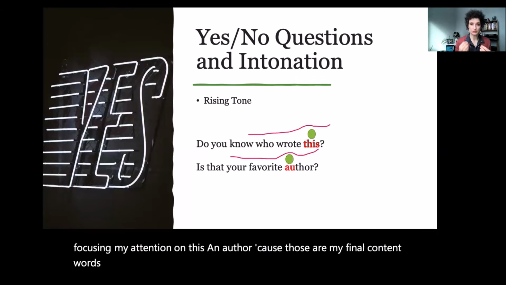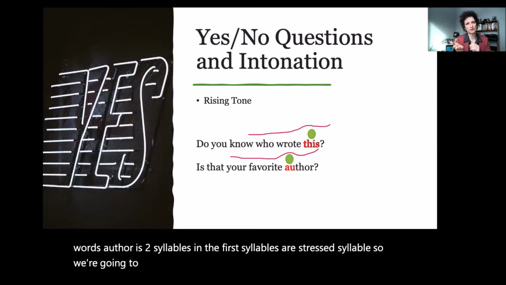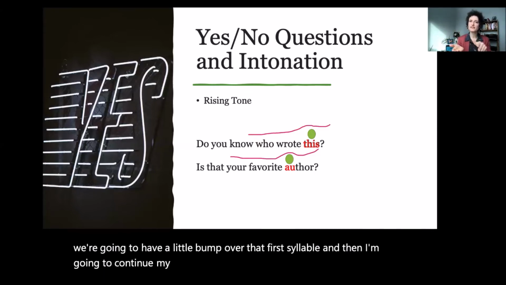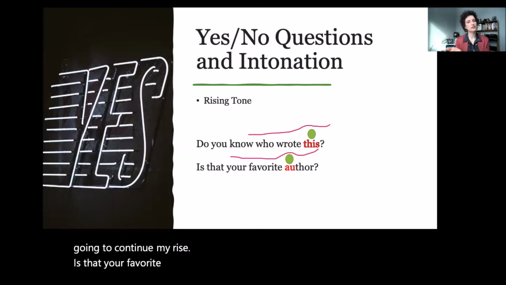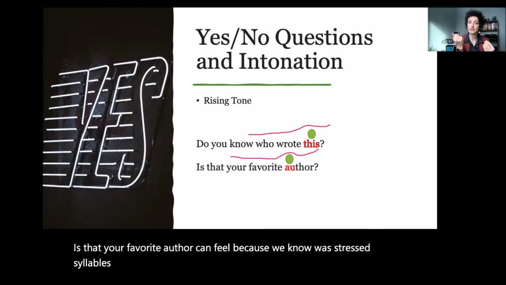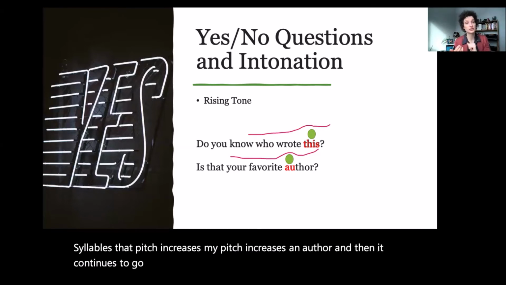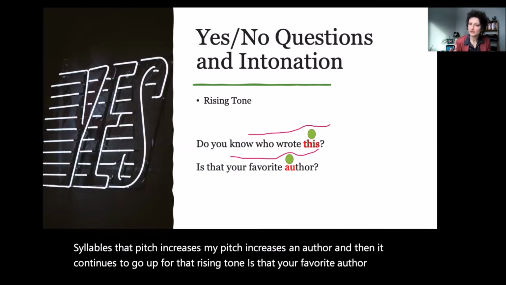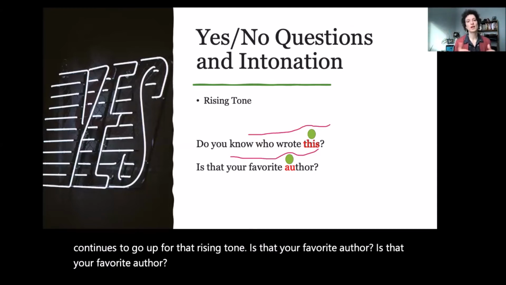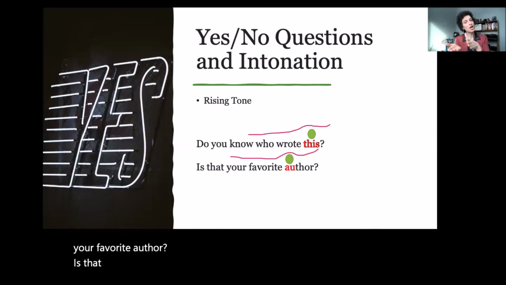Author is 2 syllables, and the first syllable is our stressed syllable. So we're going to have a little bump over that first syllable, and then I'm going to continue my rise. Is that your favorite author? You can feel, because we know with stressed syllables that pitch increases. My pitch increases on author, and then it continues to go up for that rising tone. Is that your favorite author? Author? Is that your favorite author?